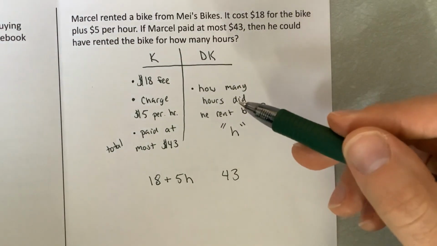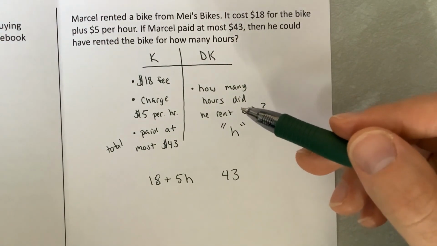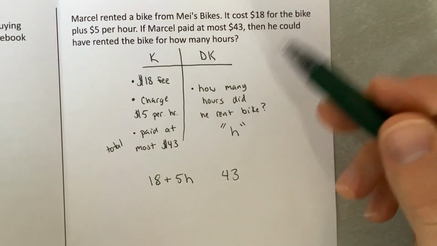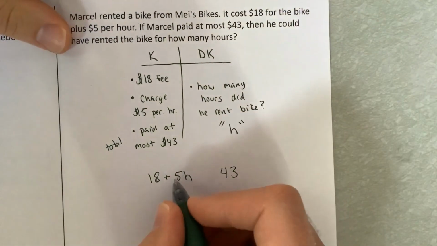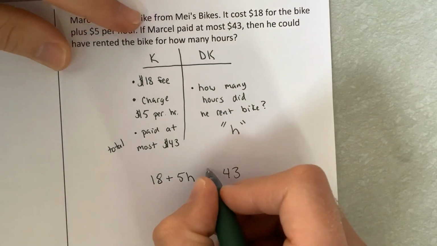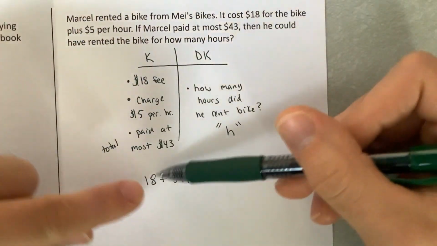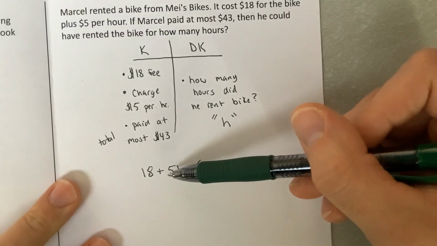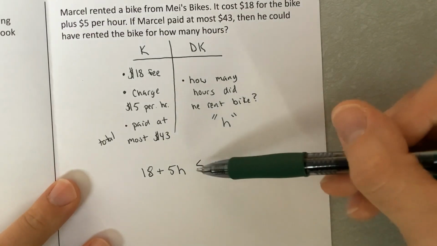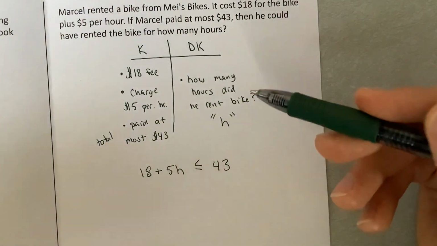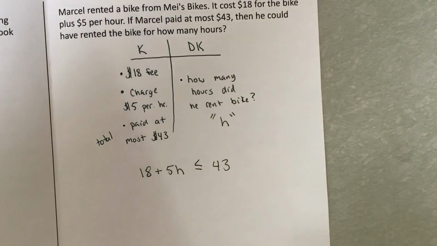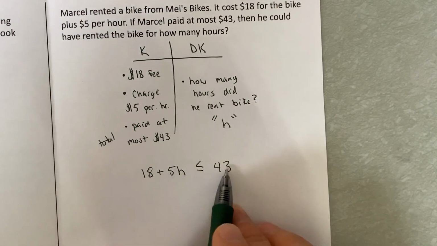So let's figure this out with my inequality sign. If Marcel paid at most $43, that means he spent $43 or less. So if you're spending at most $43, that means that was your cap. That was your limit, right? So I want the money I spend to be less than or equal to 43. I'll say it again. I want to make sure I'm spending either $43 or less, because that might be how much money I have available to spend on this bike that I want to rent. And that's it. $18 fee, $5 per hour, and there we go.